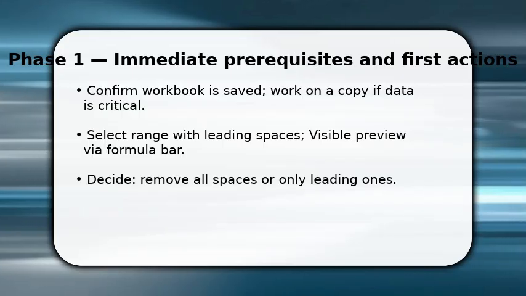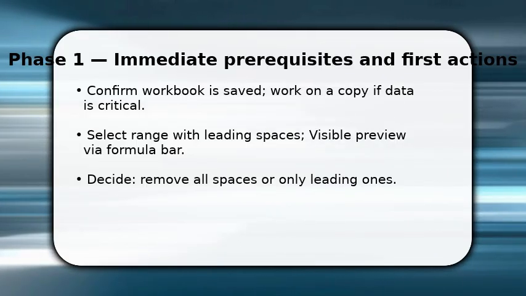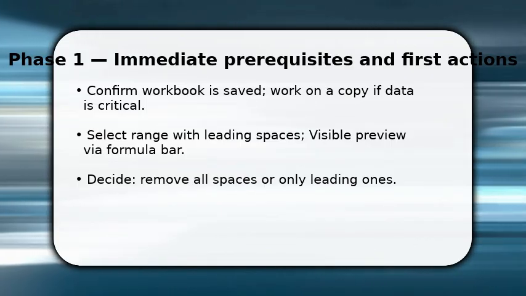You begin by selecting the cells that contain numbers with unwanted leading spaces. Make sure you work on a copy if the data is critical, because changes can be hard to undo. Once selected, press F2 on one cell to confirm the extra space in the formula bar so you know you're fixing leading spaces, not embedded ones.